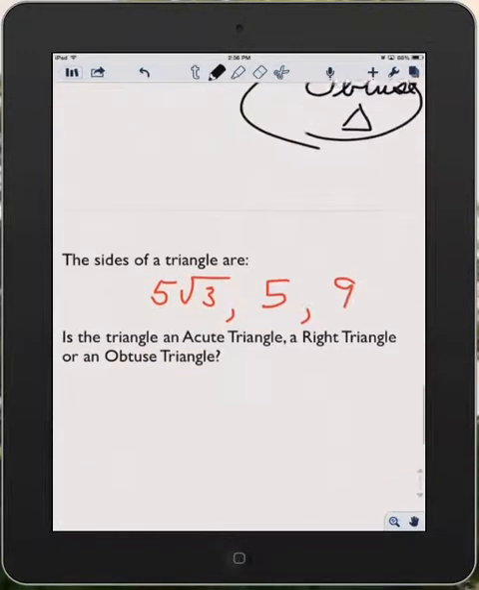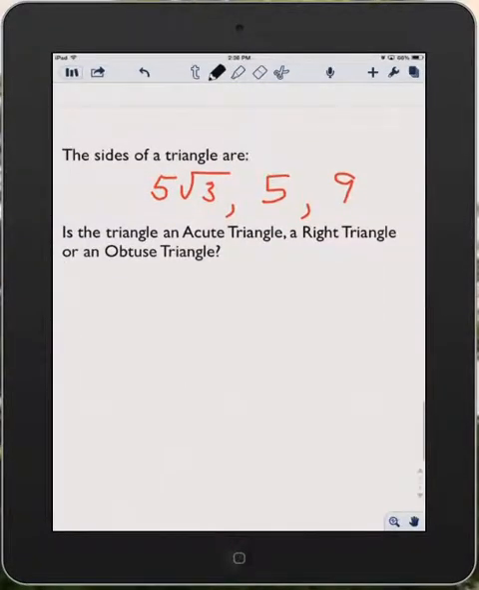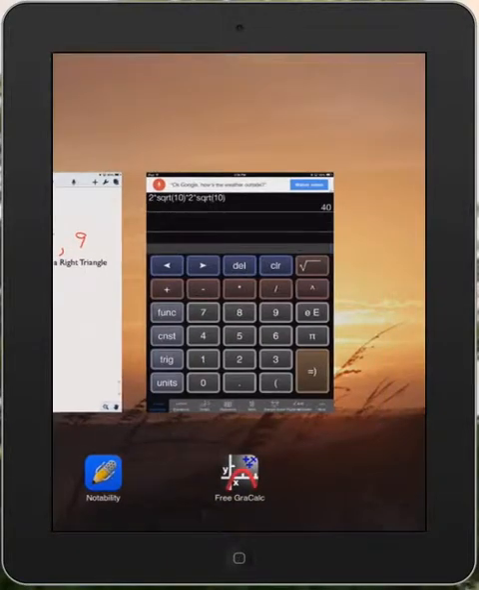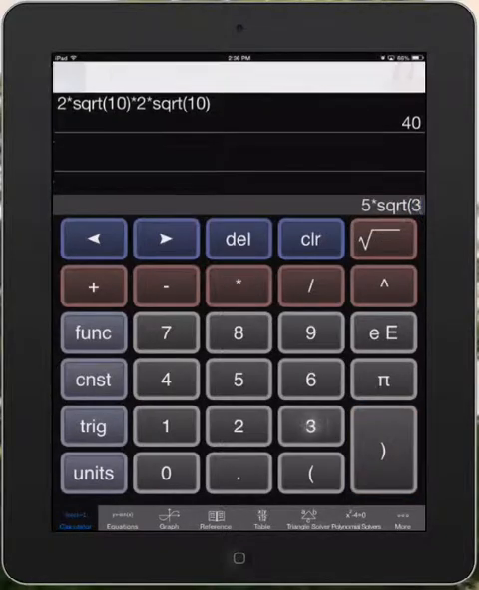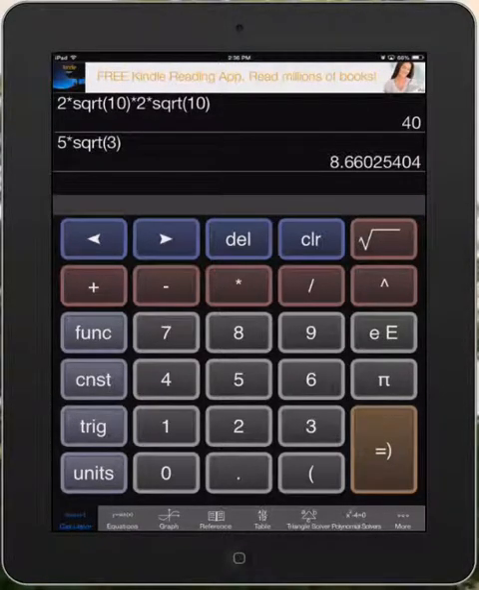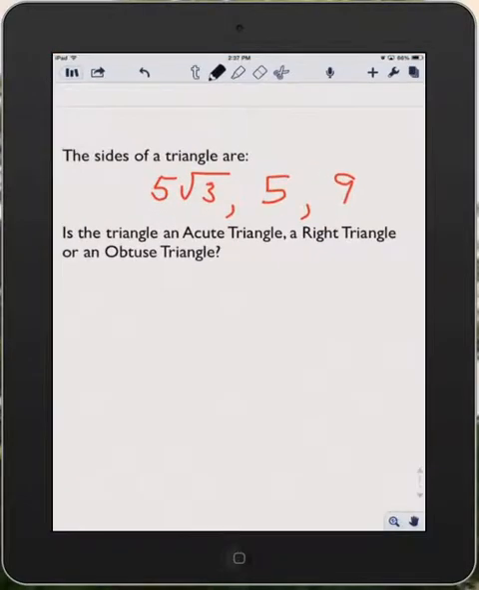Okay, one more problem. Sides of length 5 square root of 3, 5, and 9. First thing I want to do is figure out which side's the longest. So we'll go to the calculator again, and we'll go 5 times the square root of 3 is 8.66, so therefore approximately 8.7. But in any case, that first value is approximately 8.7. 9 is the largest value.